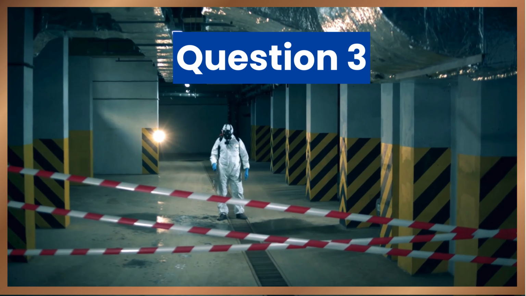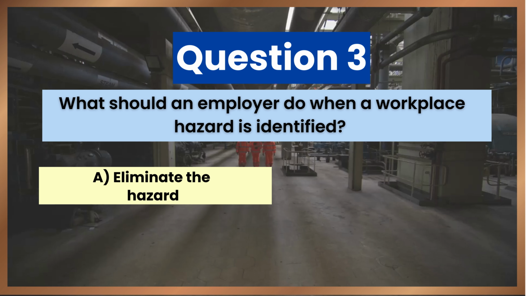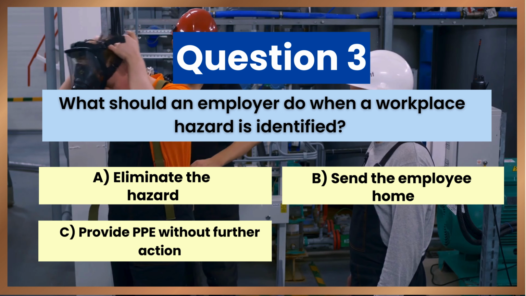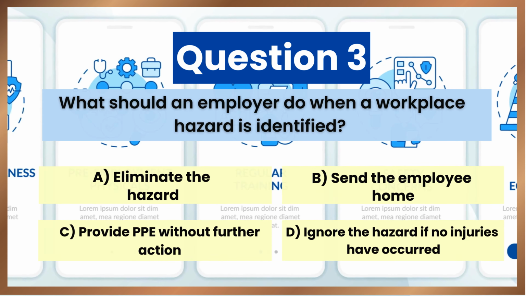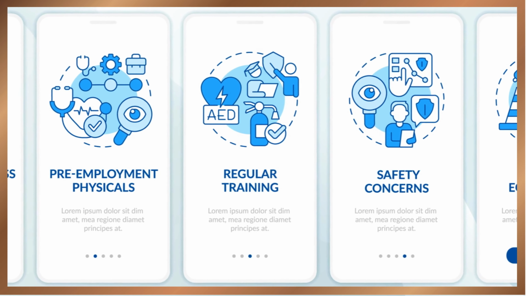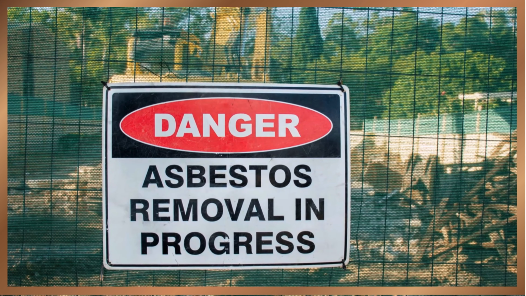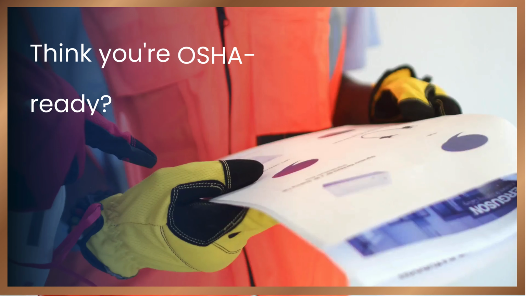Question 3. What should an employer do when a workplace hazard is identified? A. Eliminate the hazard. B. Send the employee home. C. Provide PPE without further action. D. Ignore the hazard if no injuries have occurred. The correct answer is A. Eliminate the hazard. The best way to ensure safety is to remove or control hazards before they cause injury or illness. Think you're OSHA ready?